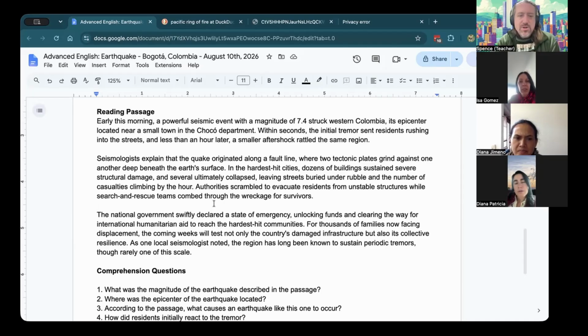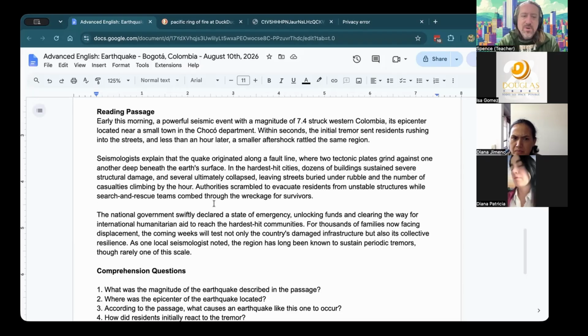Reading passage. Early this morning, a powerful seismic event with a magnitude of 7.4 struck western Colombia. Its epicenter, located near a small town in the Chocó department. Within seconds, the initial terror sent residents rushing into the streets, and less than an hour later, a smaller aftershock rattled the same region. Seismologists explained that the quake originated along a fault line, where two tectonic plates grind against one another, deep underneath the Earth's surface.